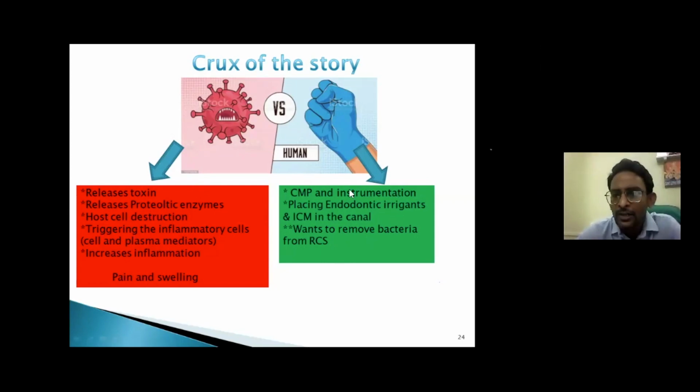So when we are introducing all these materials into the root canal to remove the bacteria, it fights back by releasing the toxins, by releasing the proteolytic enzymes. As I have told you, they are collagenase, fibrinolase, and elastase. They cause host cell destruction, and the bacterial toxins trigger the inflammatory cells like cell and plasma mediators, which I have told you earlier. All these factors will increase the inflammatory exudate, and this spread of inflammation and infection cause the pain and swelling. So this is the crux of the story of this flare-up.